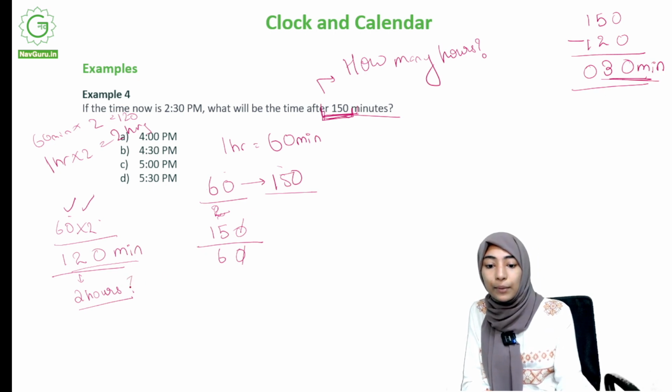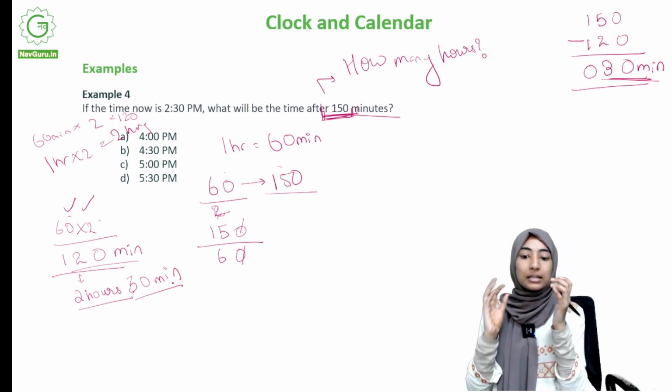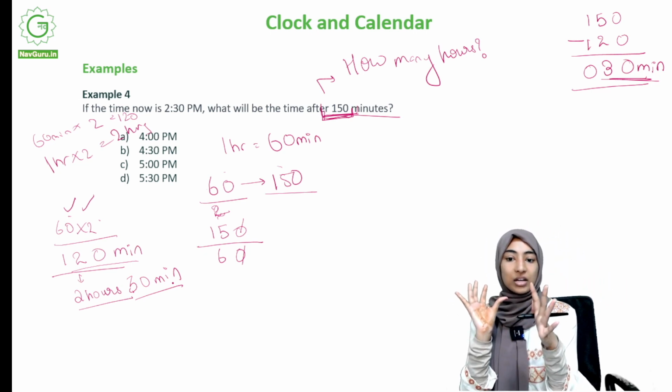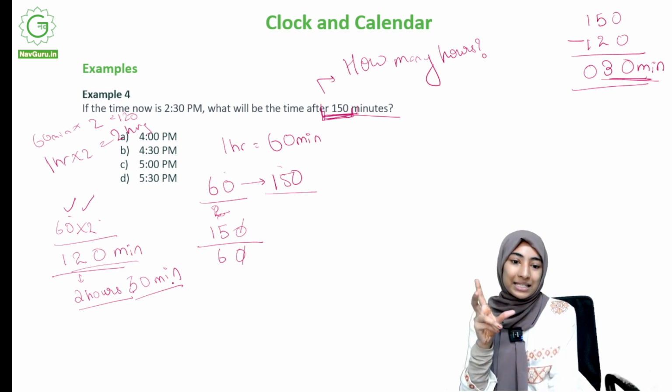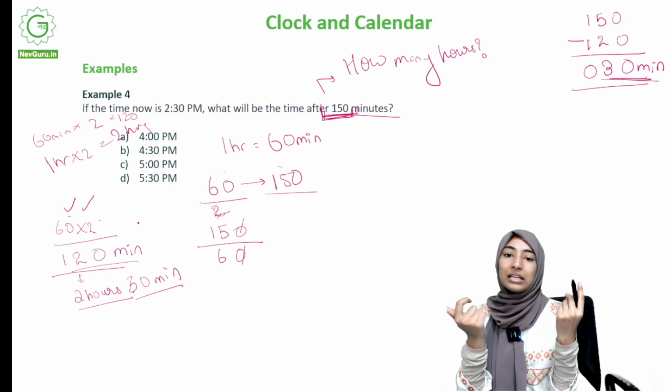So basically when we say 150 minutes, what we mean is essentially 2 hours 30 minutes. When we say 150, what we mean is just 2.5 hours. Okay, now this might seem like a very long complicated process, but once you're used to this, it's very easy to find out.